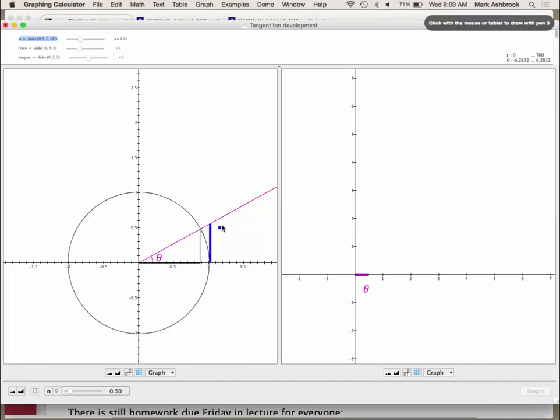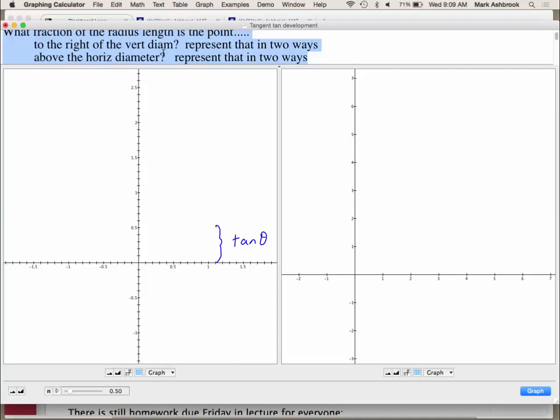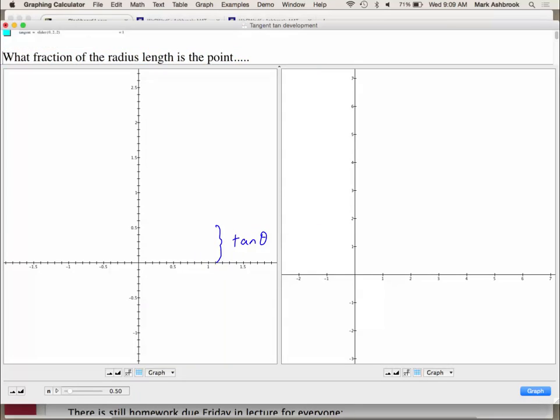So this distance right there, we're going to call tangent theta, because it's measuring along the tangent the vertical distance to the terminal side of the angle in radius length. So if we were to write out this definition, it would be: tangent is the tangent function.